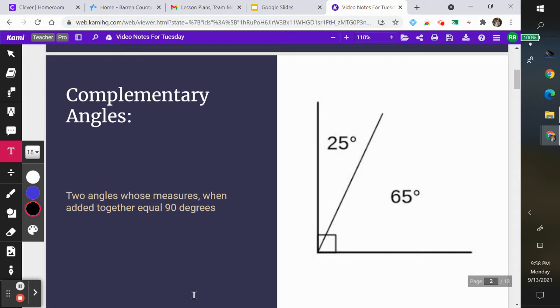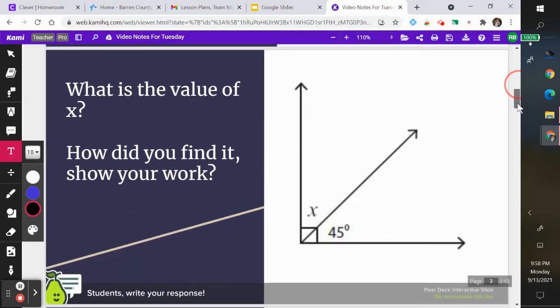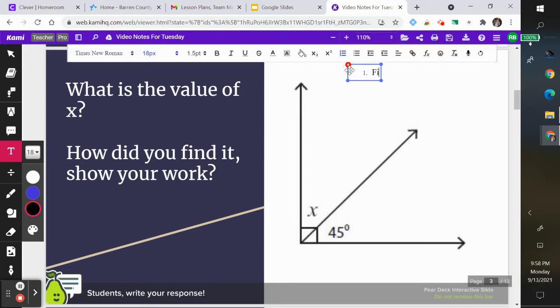Complementary angles are two angles whose measures, when added together, equal 90 degrees. They form a right angle. Okay, going through next. Something that's nice is if you know that something is 90 degrees, when it's asking what is the value of x, to find out what the angle is, you're going to first figure out the relationship. So in our example, it is 90 degrees. It is complementary.